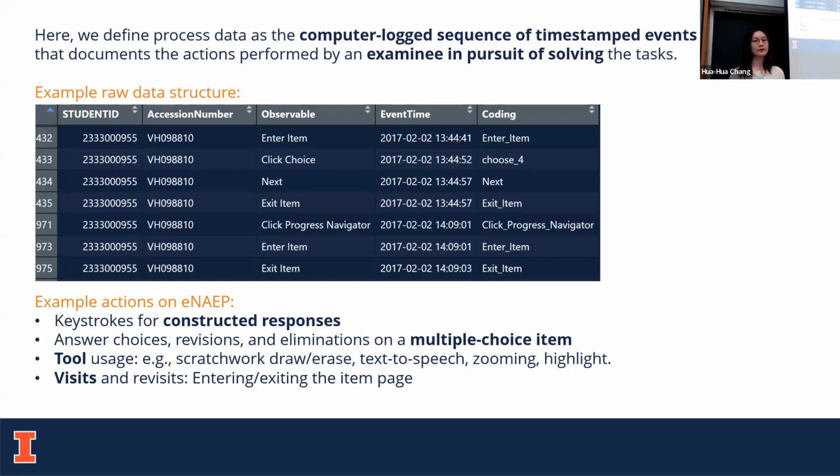Examples of actions on the NAEP include keystrokes for constructed responses, the students' answer choices, their changes in their answers, and eliminations on a multiple choice question, their usage of tools such as scratch work, draw and erasing, text-to-speech, which is highlighting some text and asking the computer to read it out for them, zooming and highlighting, which can show how they use these tools to facilitate their problem solving. Right? Another example is visits and revisits to a question, which are indicated by enter item and exit item. So whenever we see enter item, we know the student entered the question page, and when we see exit item, we know that they left for something else.